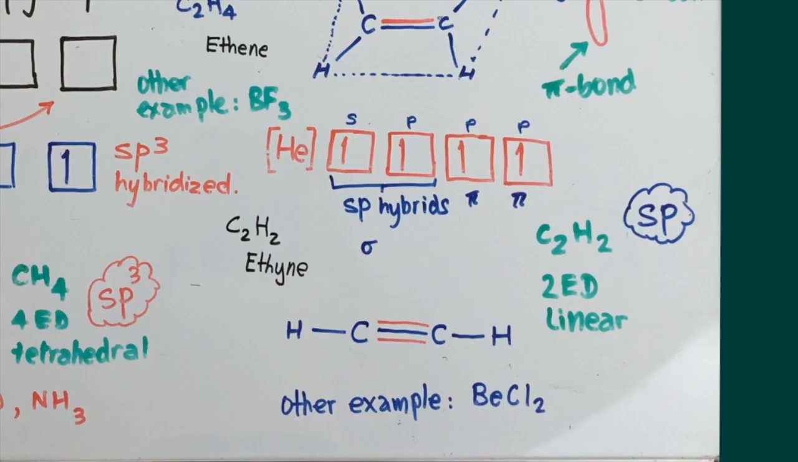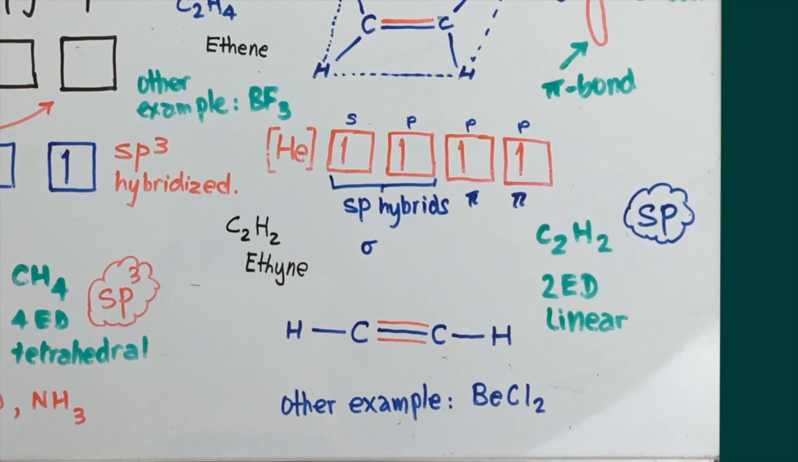And finally, we look at C2H2, ethyne. The 2s orbital hybridizes with just one of the 2p orbitals, forming two equivalent orbitals. The hybrids would have 50% s character, 50% p character, and these two p orbitals would be left free to form bonds of their own, pi bonds, whereas these hybrids would form sigma bonds.